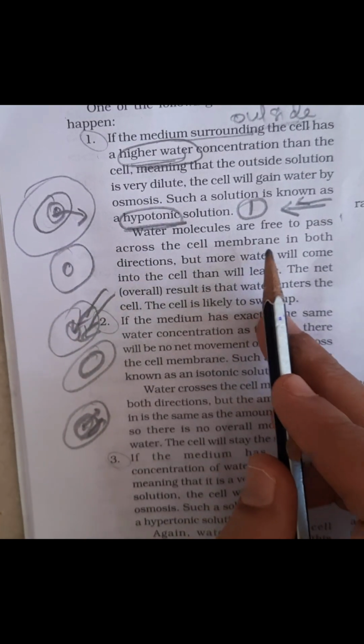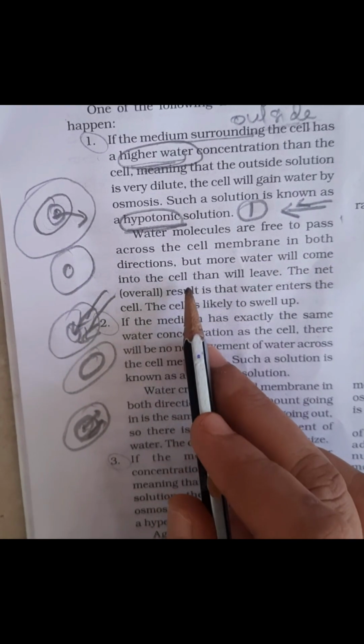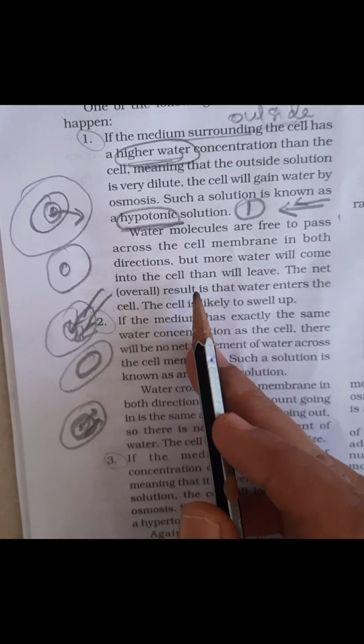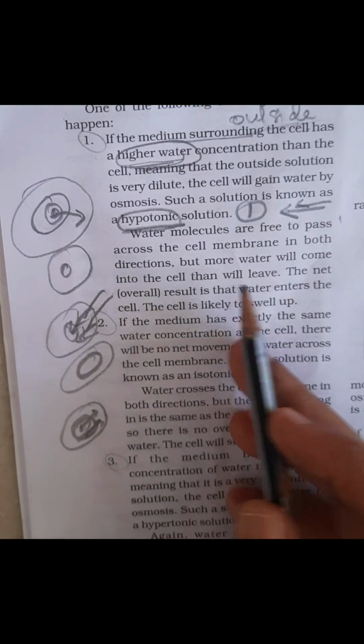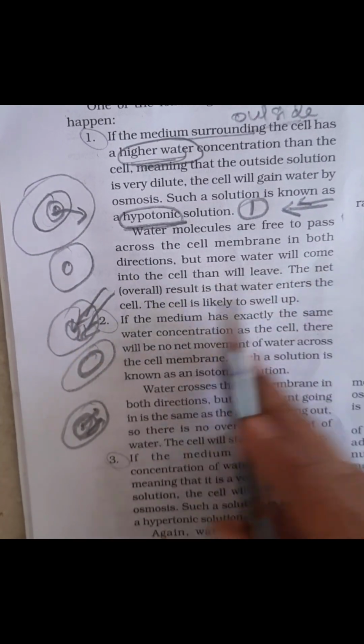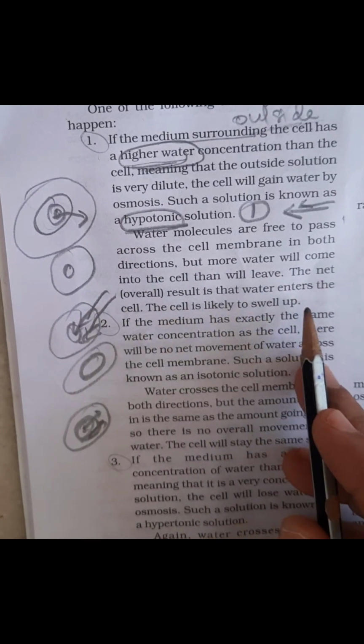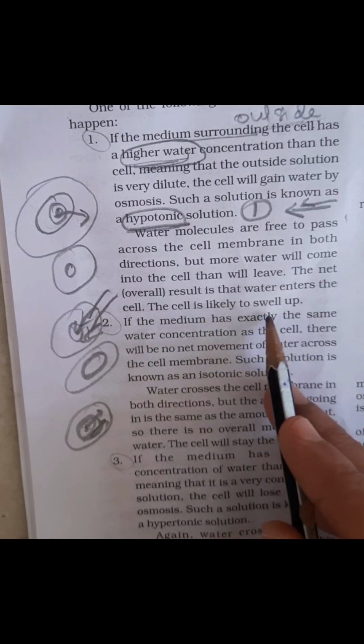Water molecules are free to pass across the cell membrane in both directions. So as we discussed, water can move either inside or outside. They are free to move in any direction. But more water will come into the cell than will leave. The net result is that water enters the cell. The cell is likely to swell up.